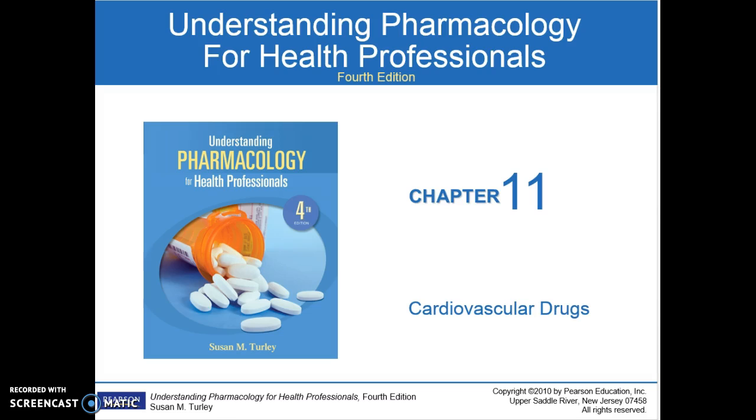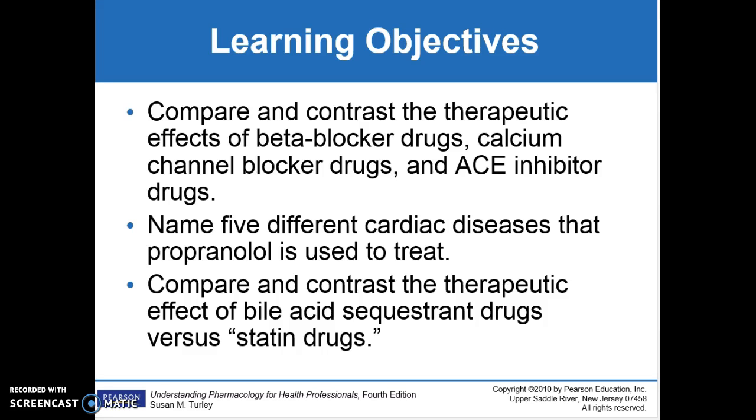So this week, as I said, we are covering chapter 11, which is all about the cardiovascular drugs. There's several different categories of drugs that fall into the cardiovascular drug category. Those include the beta blockers, the calcium channel blockers, ACE inhibitors. They all work just a little bit different. So that's why we're looking at all of them in categories like that, because each category works in the body just a little bit different. So we're going to be looking at all of those.